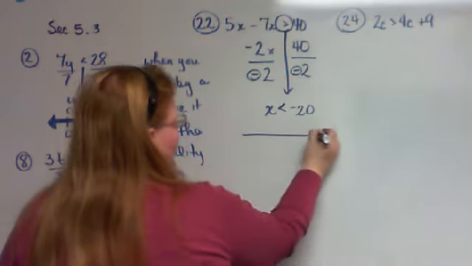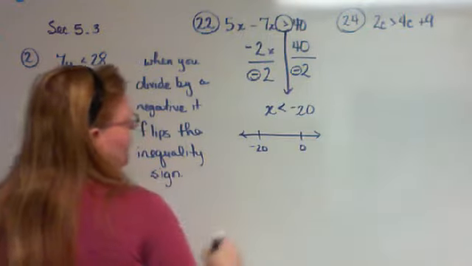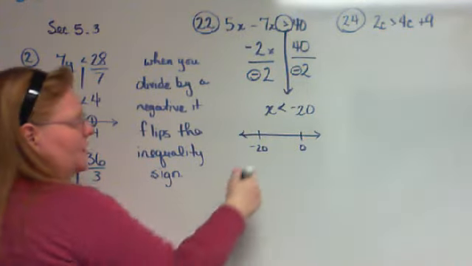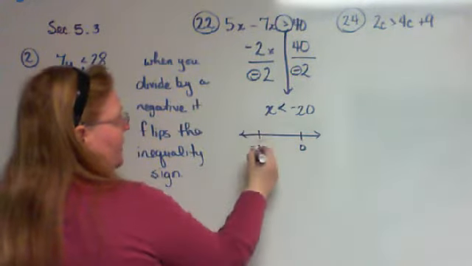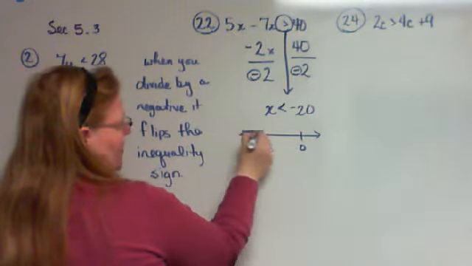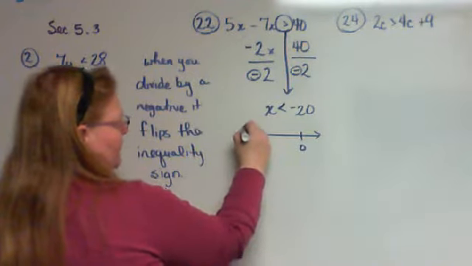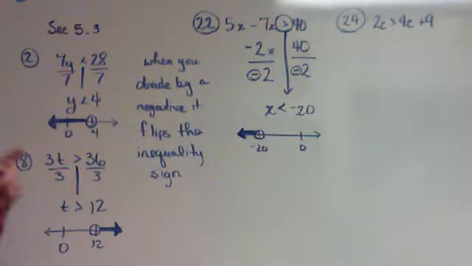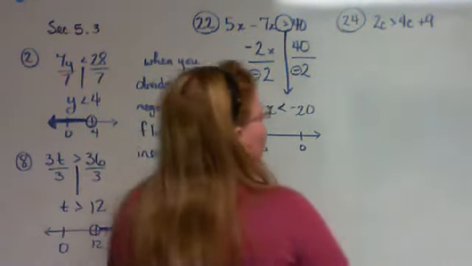So now, when I do my graphing, I still have my negative 20 over here and my 0 over there. That hasn't changed. It's this sign that changed. So, because there's no line underneath it, it's going to be an open circle, and now it points in that direction. So I have to shade all the things on this side of it, instead of it pointing in the other direction. It switches directions whenever you divide by a negative. That's the only difference.